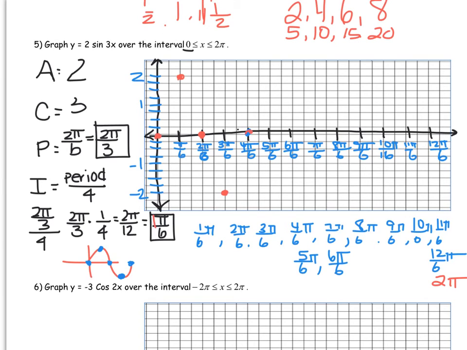And then we repeat. So the next point is going to go up, down, down, up, up, down, down, up. So 1, 2, 3. So do you see here? Now we have 3 cycles from 0 to 2 pi. Here's 1, 2, and 3. Okay, let's see if we can graph the last one.